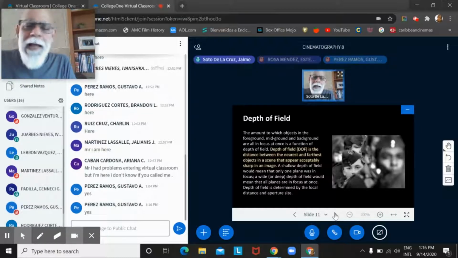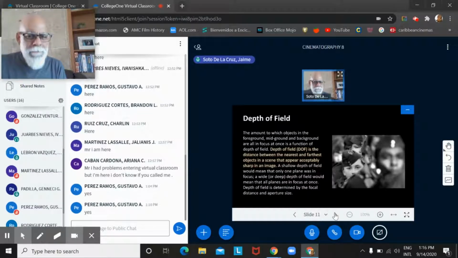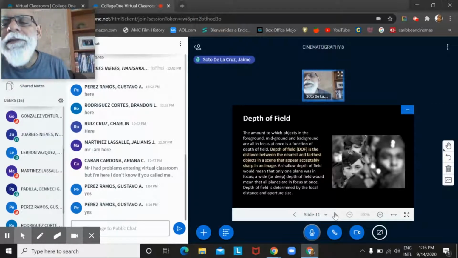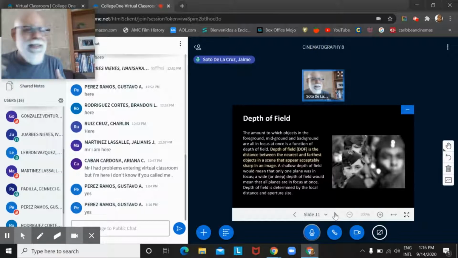Okay. And it's pretty obvious because the foreground, which I told you is the closest thing to it, you can see that the closest cadets are blurred. The background, which is the farthest part away from you, we can see, look at the picture, that they're also blurred. But those that are in between, in the middle, appear pretty much in focus.